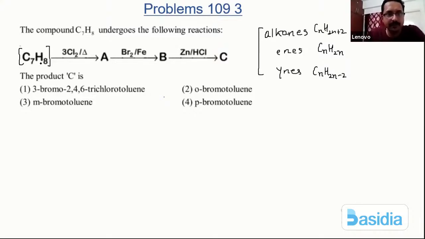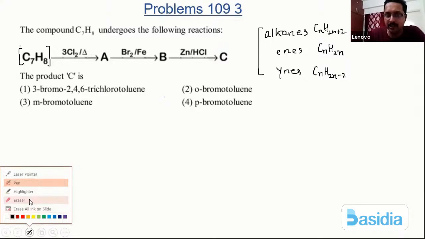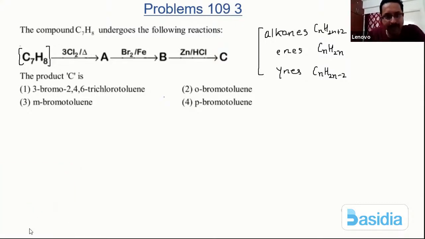Now, if I want to predict this molecule, how do I understand what is the initial molecule? The simple way, again, I'm telling you, it all depends on the individual's method. Some others may tell you some other method. The simplest way to identify what the initial molecule contains is to look at the answer options.